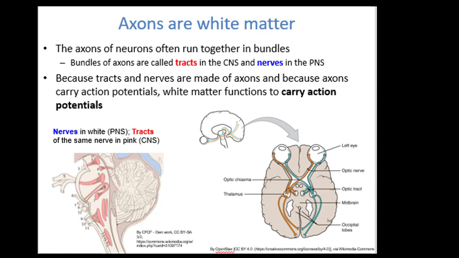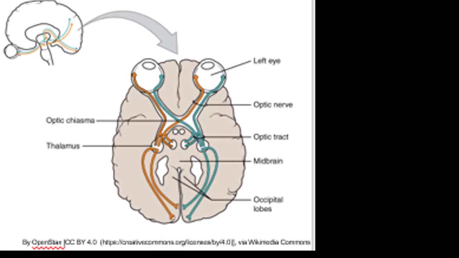And we have different names for these bundles of axons. A bundle of axons in the central nervous system is referred to as a tract. A bundle of axons in the peripheral nervous system is referred to as a nerve. Let's look at an example. So your eyeball has attached to it the optic nerve, and the job of the optic nerve is to carry action potentials away from your eyeball towards your brain.